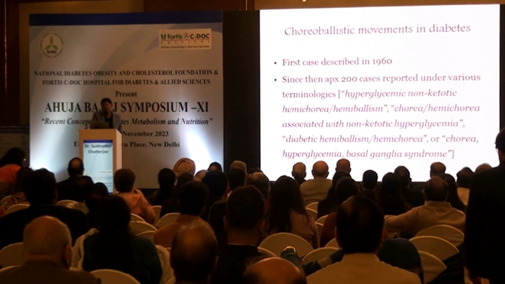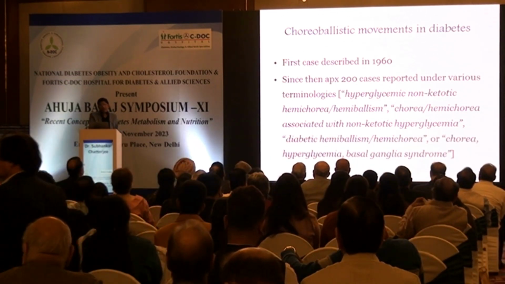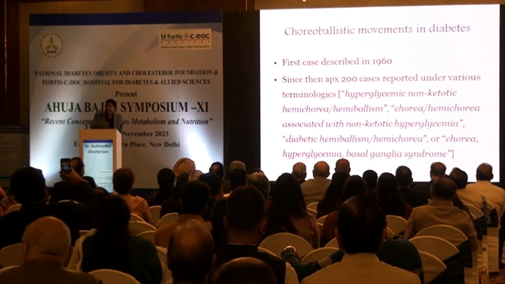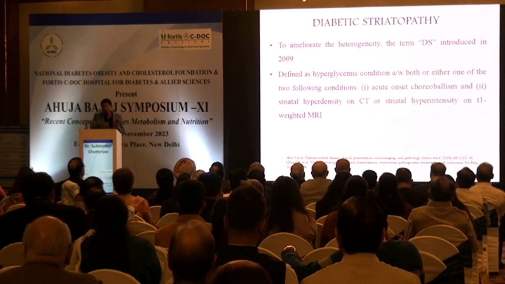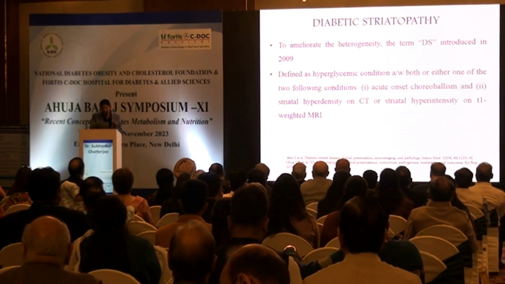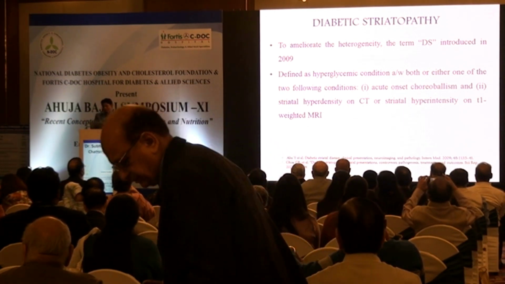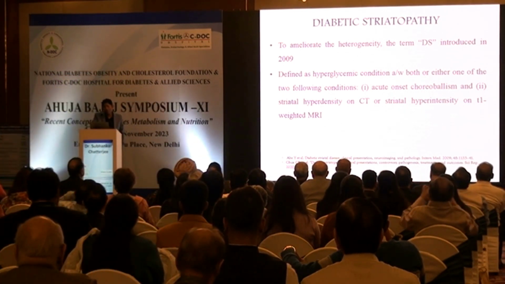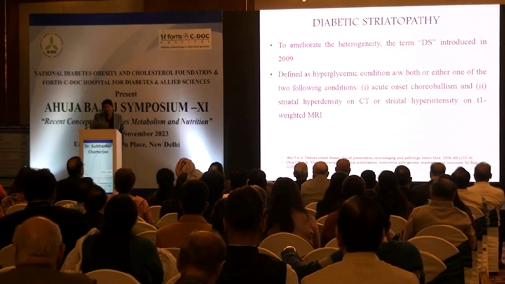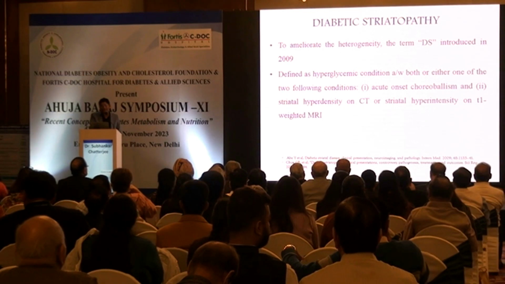Now, these choreoballistic movements in diabetes were originally described by Bedwell in 1960, and since then various terminologies have been used. To ameliorate such heterogeneity, a unique term, diabetic striatopathy, was introduced by Professor Abbey in 2009. Now, diabetic striatopathy is defined as hyperglycemic conditions associated with both or either one of the two following conditions. Number one is acute onset choreoballism, and two is striatal hyperdensity on CT or striatal hyperintensity on T1 weighted MRI.